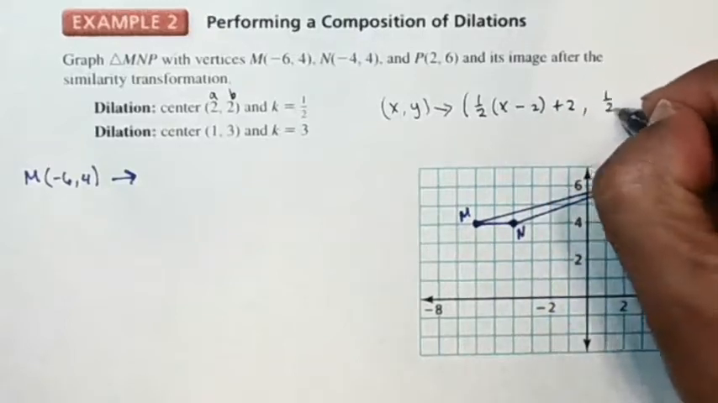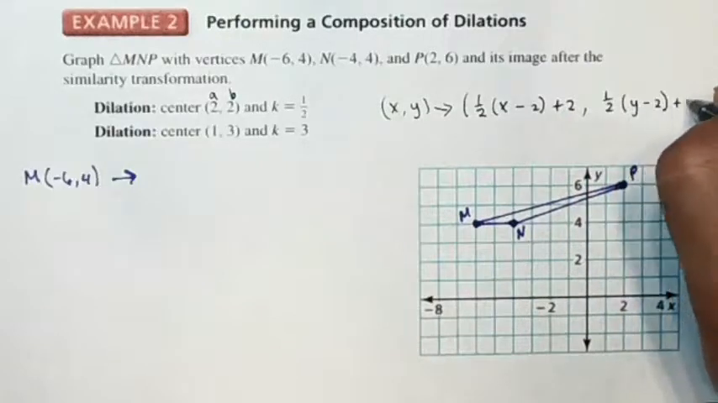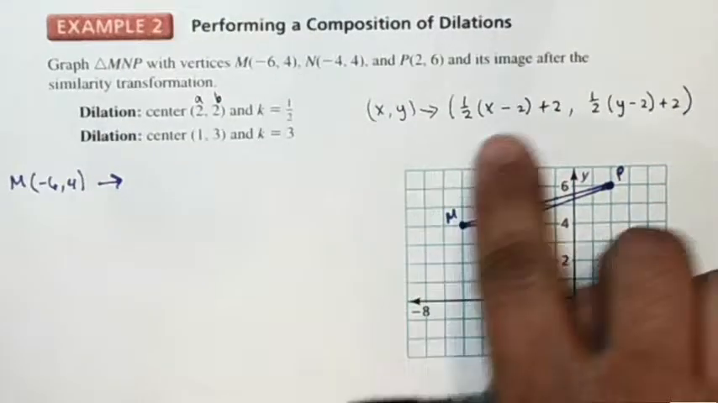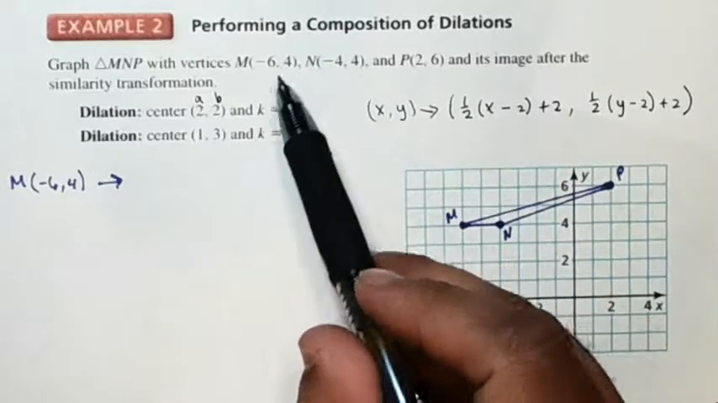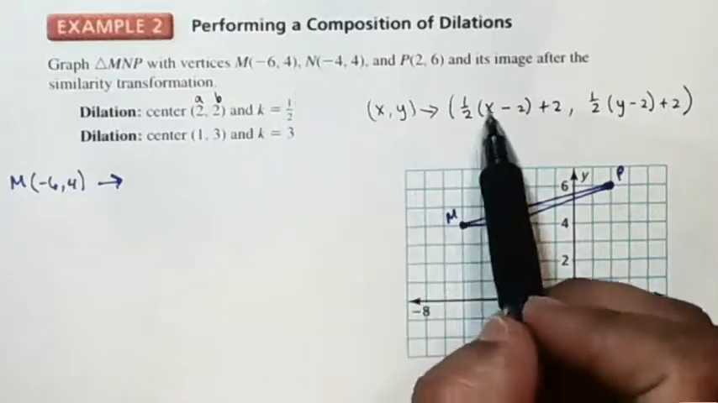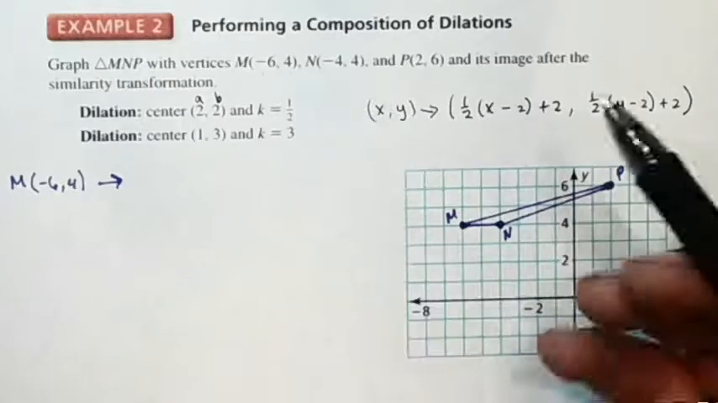Then for my Y's, I'm going to have 1/2 (Y minus 2) plus 2. Alright, so that's the generic form for these 3 points. All I'm going to do is substitute my -6 here, and substitute my 4 here, to get the values of M.